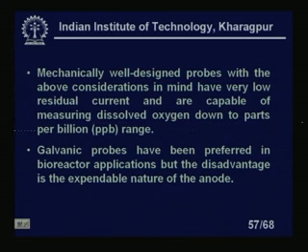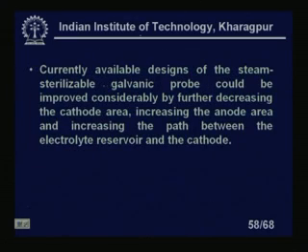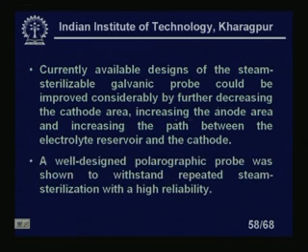Galvanic probes have been preferred in the bioreactor applications, but the disadvantage is the expendable nature of the anode, because it is a bioreactor, you have to do autoclaving, all those things. That is the reason galvanic electrodes are most preferred. Currently available designs of the steam sterilizable galvanic probe could be improved considerably by further decreasing the cathode area, increasing the anode area, and increasing the path between the electrolyte reservoirs and the cathode. This is the last one, the most difficult one.